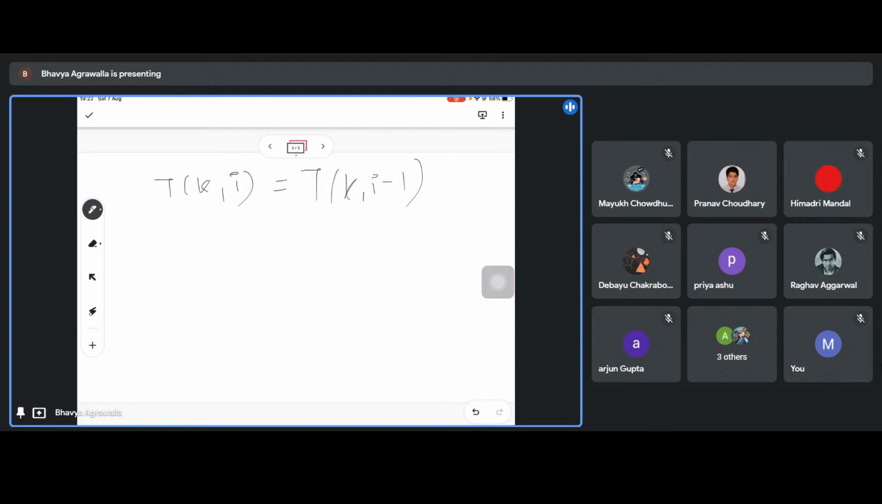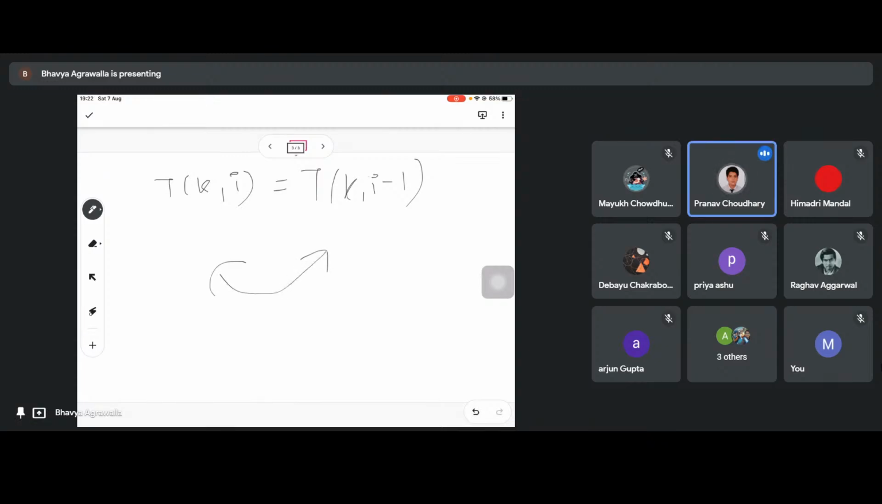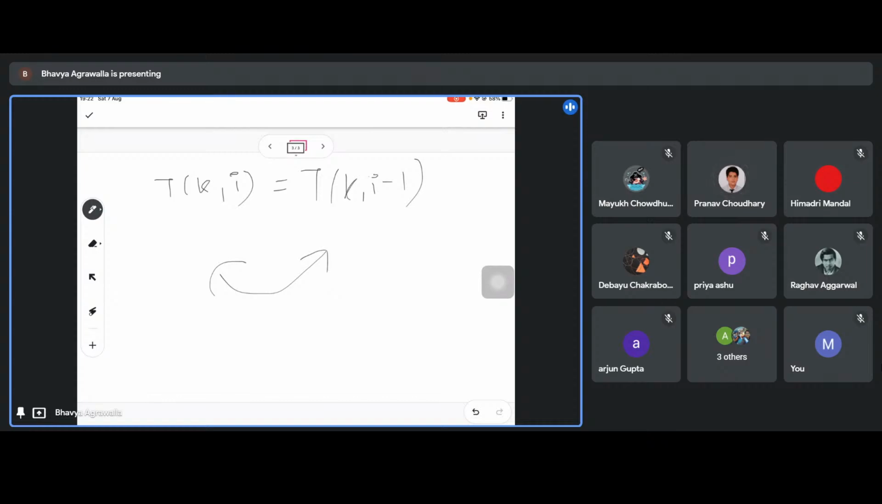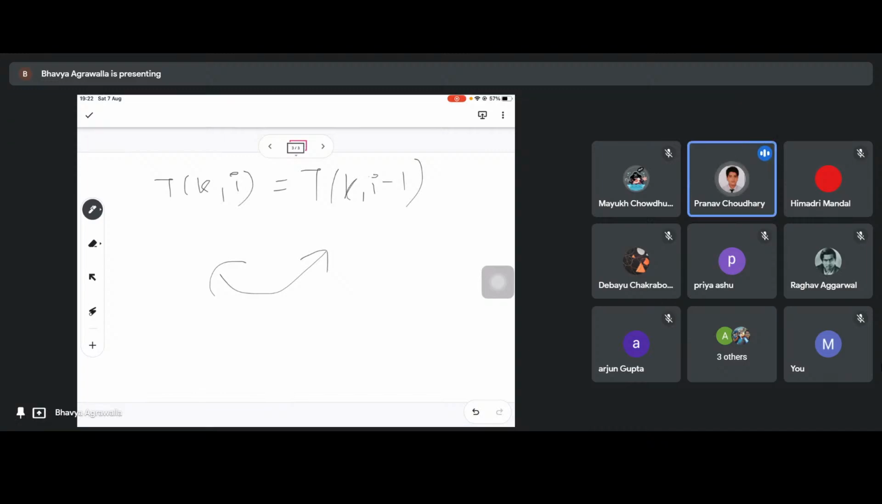If you change the position of far away elements, it can change more. So if you change consecutive elements, then it can either increase it by 1 or decrease it by 1. Yes, that's true. So I think it will be a linear recurrence. By linear I mean if we consider t of k comma i minus 1, it will have coefficient 1 only.